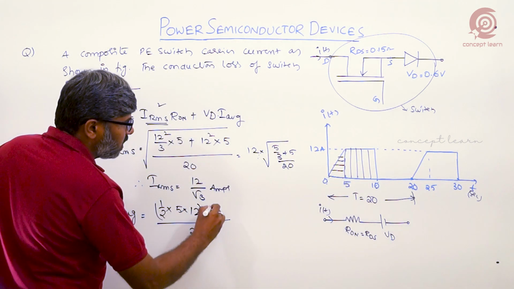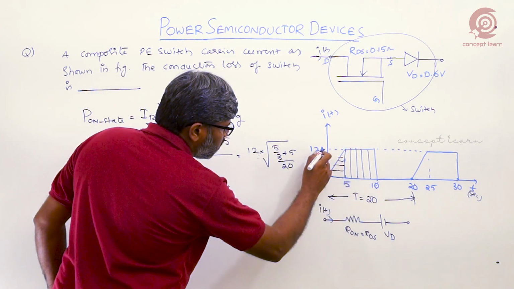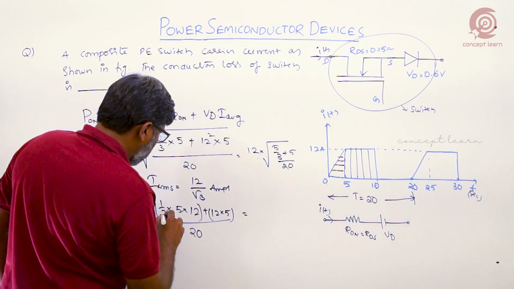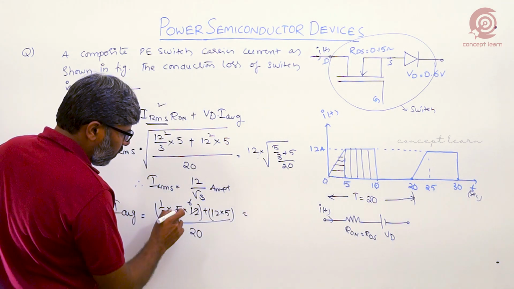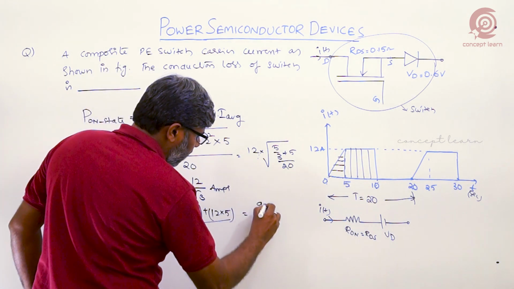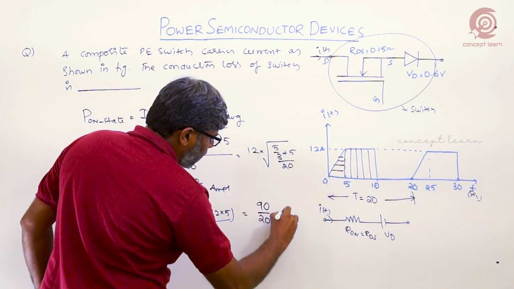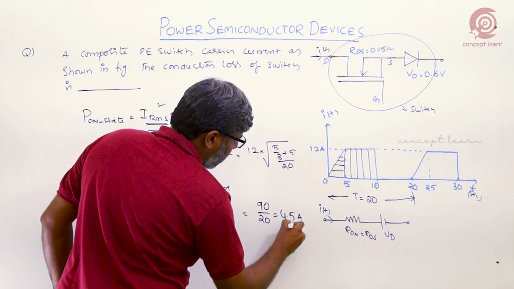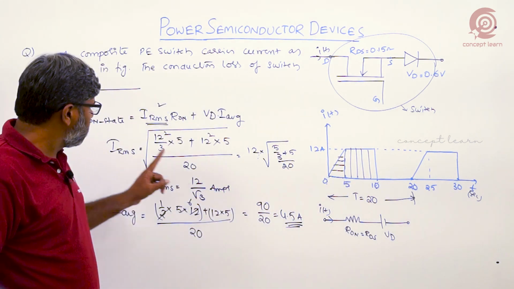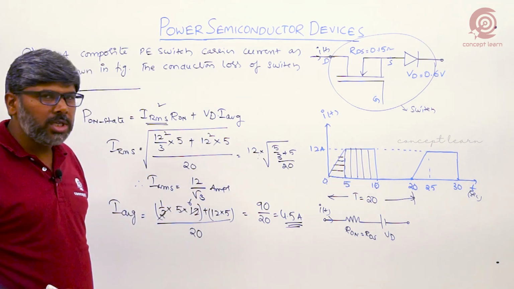12 is the height of the triangle, plus the area of this rectangle, which is 12 into 5. 2 into 6 are 6, 5 are 30, plus 12 5s are 60. That is 90 divided by 20. The answer is 4.5 amperes. So the average current is 4.5 amperes. The RMS current is 12 by root 3 amperes.